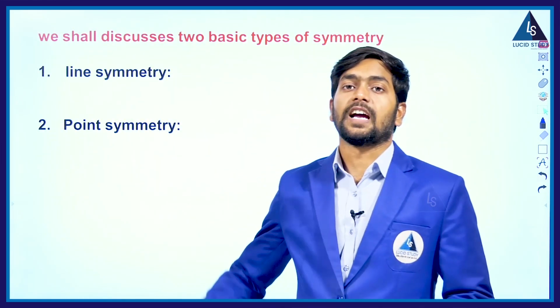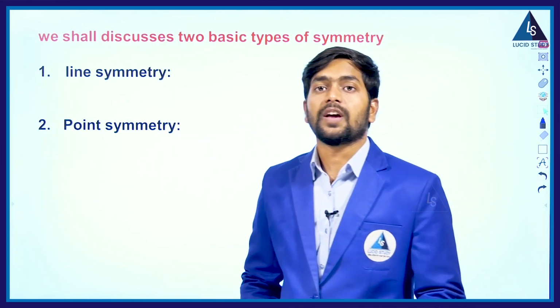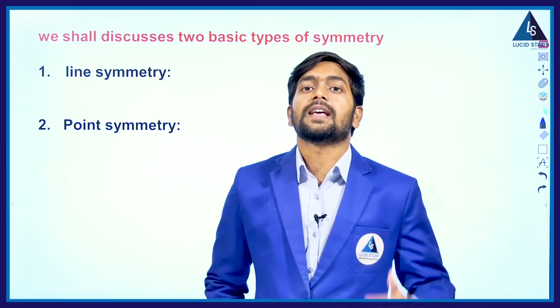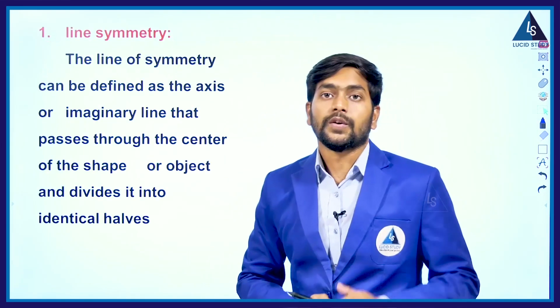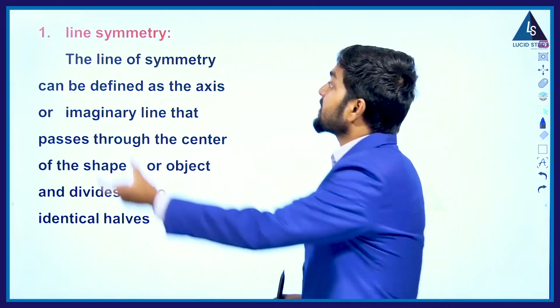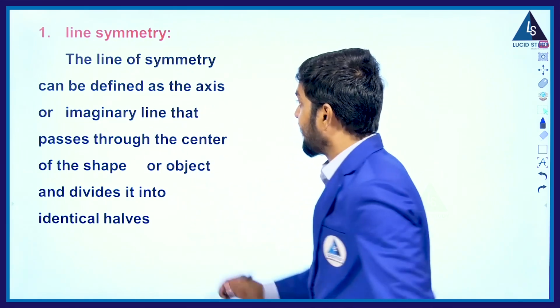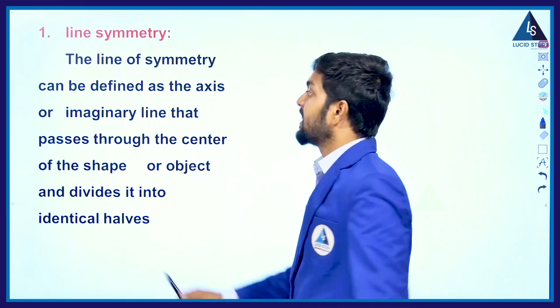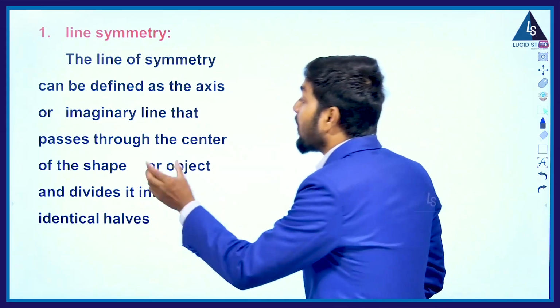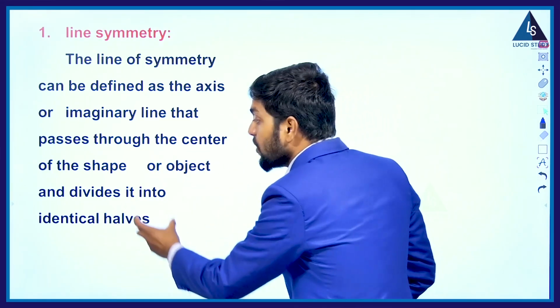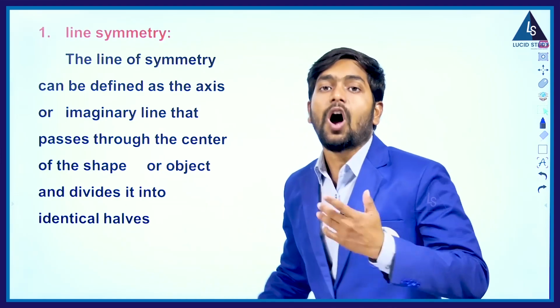Now we shall see the types of symmetries. Here we are having two types of symmetries: one is point symmetry and the other is line symmetry. The first one is line symmetry. The line of symmetry can be defined as the axis or imaginary line that passes through the center of the shape or object and divides it into identical halves.